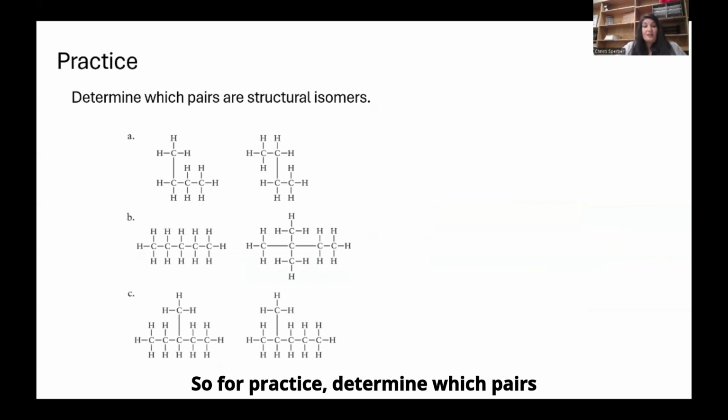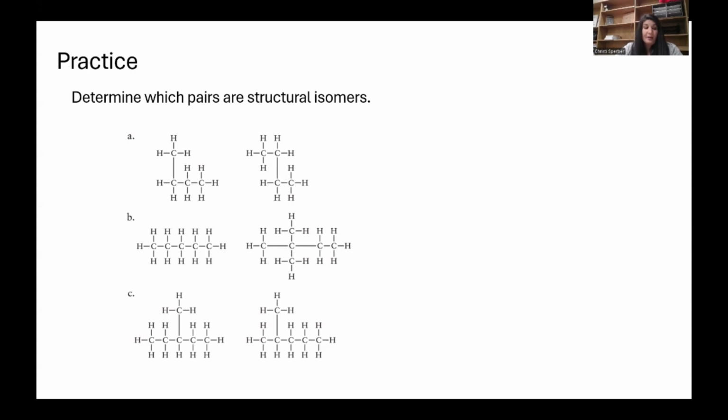So for practice, determine which pairs are structural isomers. The first thing you have to do when you determine if pairs are structural isomers is see if they have the same chemical formula, and then see if they have the same bond connectivity. So go ahead and pause the video, work on this, and then when you're ready, come back and we'll work on it together.